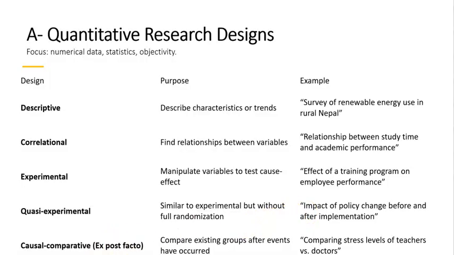Similarly, the fifth one is causal comparative, or we can say ex post facto as well. This helps to compare existing groups after events have occurred. For example, comparing the stress level of teachers versus doctors. These are some of the quantitative research designs that we mostly use.